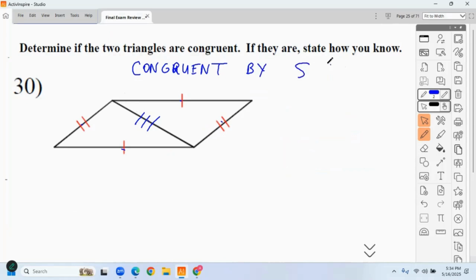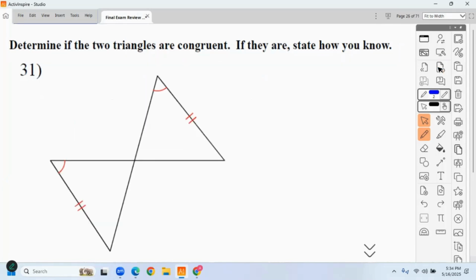Side, side, side. Got it. So we're done with 30. On to the next, 31. Now let's see what's up with this one. In this particular case, let me change my color here to kind of match this one. Yeah, there we go.